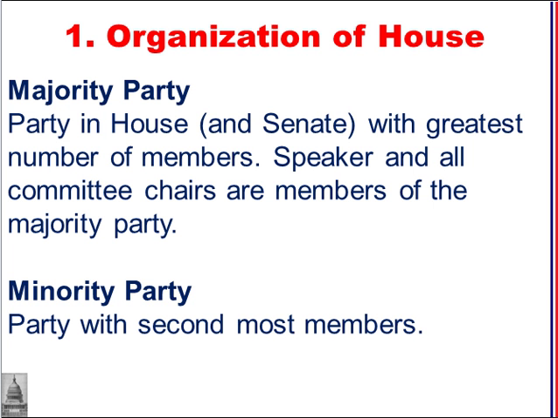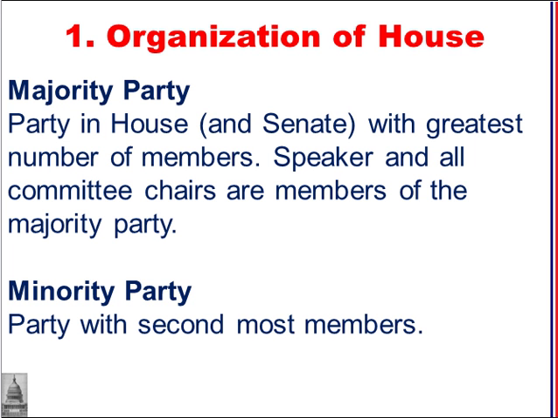There's also a few other important positions in the House as well. There's Majority Leader. This is the second most important person in the House. They're elected just by members of their party. They're elected just by the party caucus.